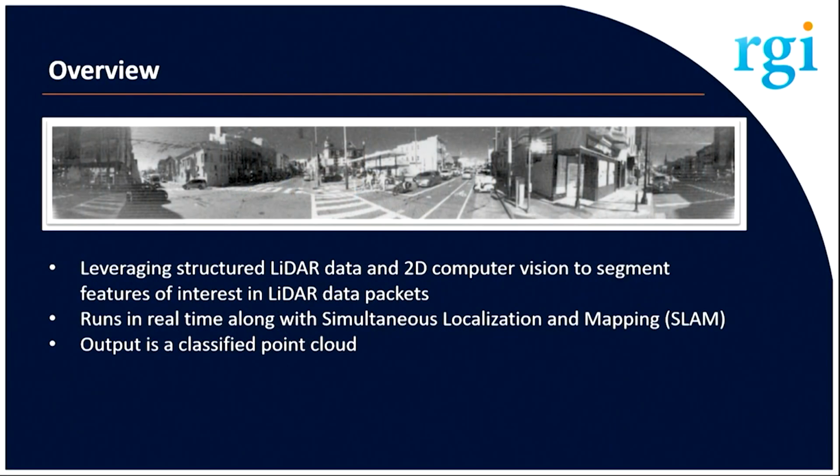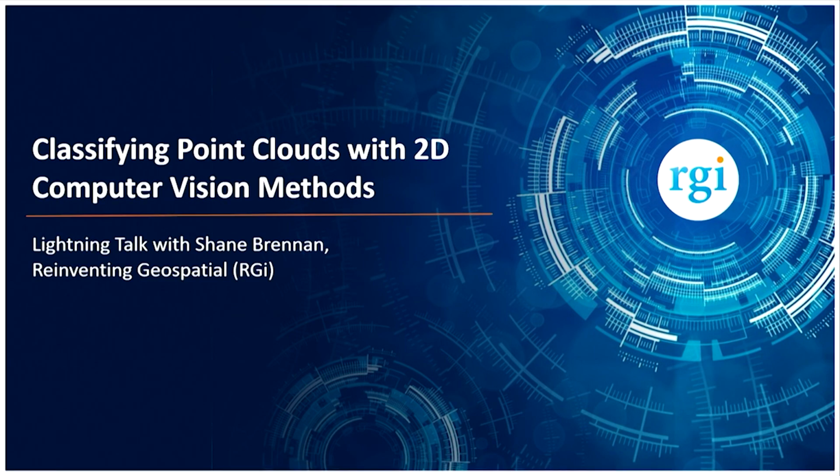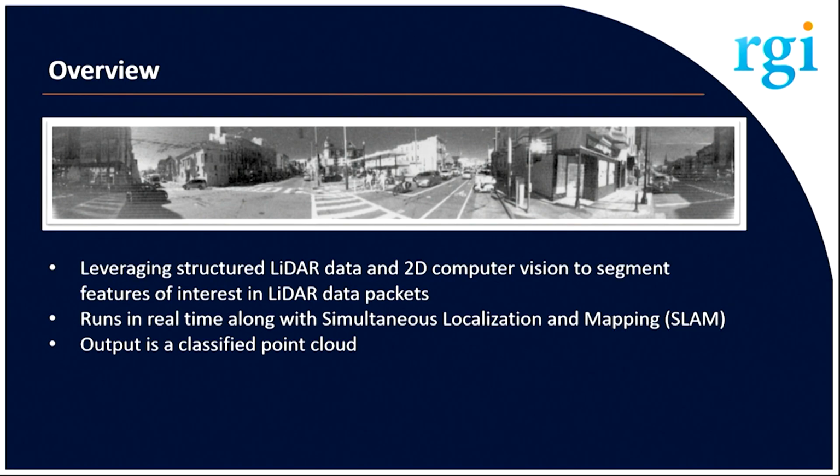So what I want to talk about is classifying point clouds with 2D computer vision methods. In case you don't know what a point cloud is, earlier Zan showed some point clouds where she was showing the roller coaster. It's kind of like that, but what I'm talking about here are point clouds that are collected from a moving vehicle, or maybe somebody carrying a backpack with a LiDAR sensor on it.